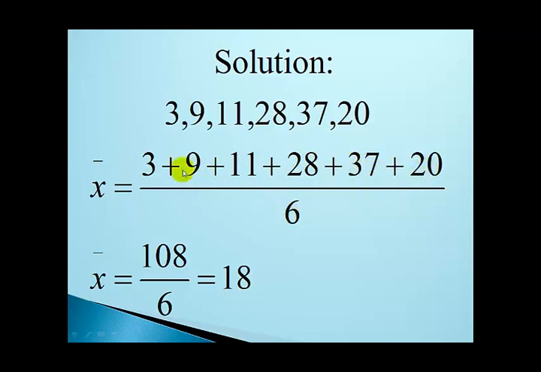When we add all these numbers, the answer is 108. We divide by 6. How do we get 6? That's the number of terms, 1, 2, 3, 4, 5, 6. That is n. So x bar, the mean, is equal to 108 divided by 6, and the answer is 18. That means the mean of the given numbers is 18. That is how we find the mean of a given set of numbers.